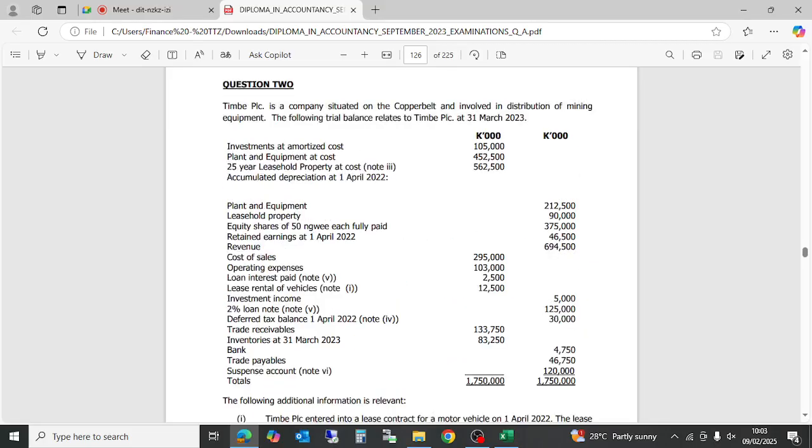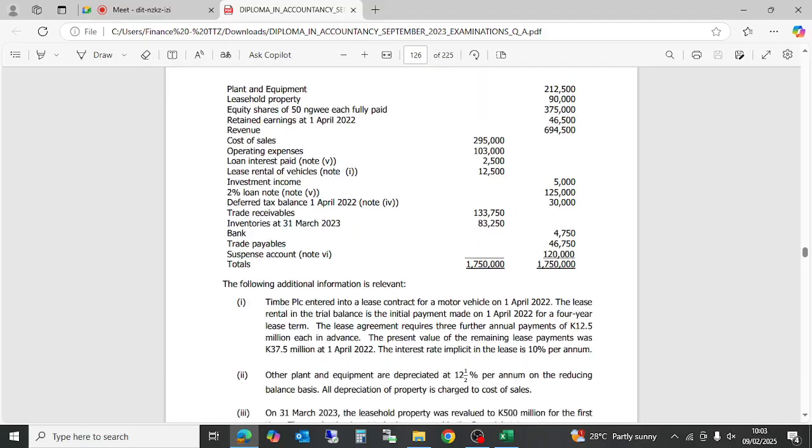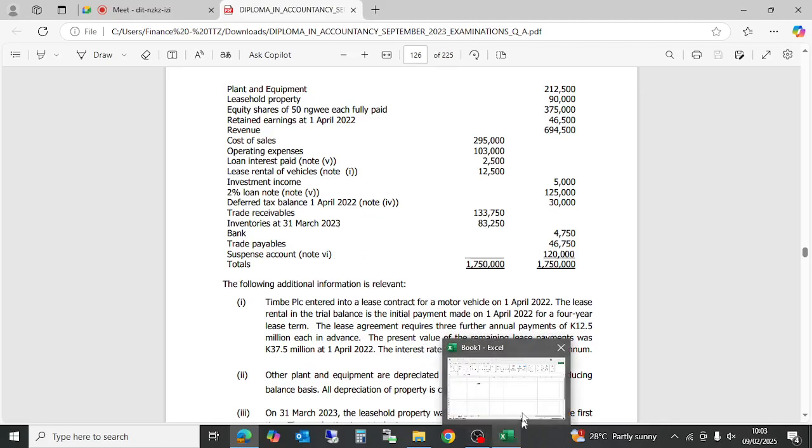Yeah, our right of use asset is actually the motor vehicle. As you can see, they're saying Timber PLC entered the lease contract for a motor vehicle on 1 April 2022. The lease rental in the trial balance is the initial payment made on 1 April 2022 for a 4-year lease. So first we'll have to find the initial value of the motor vehicle. How do we do that?